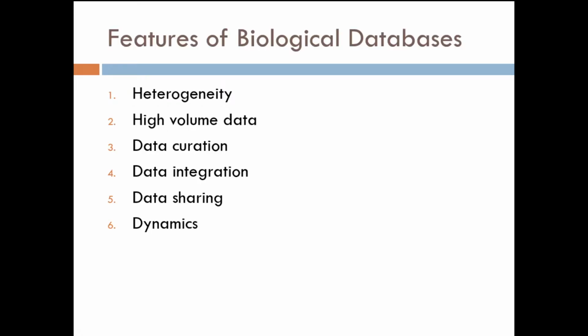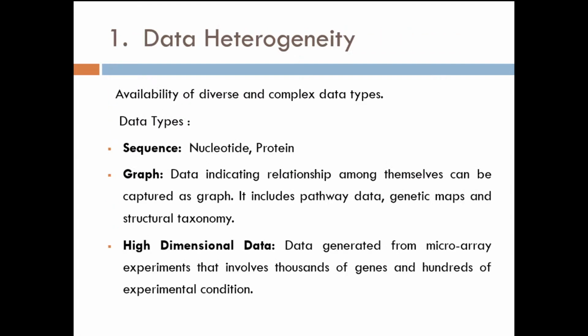So what are the features of the biological databases? These are the different features: the heterogeneity, the high volume data, the data curation, the data integration, the data sharing, and the dynamics. So let's see them one by one, starting with heterogeneity. What does data heterogeneity mean? As far as biological experiments are concerned, there is a lot of heterogeneity, because there are many different types of experiments that we conduct in our laboratory. So there is heterogeneity in the database.